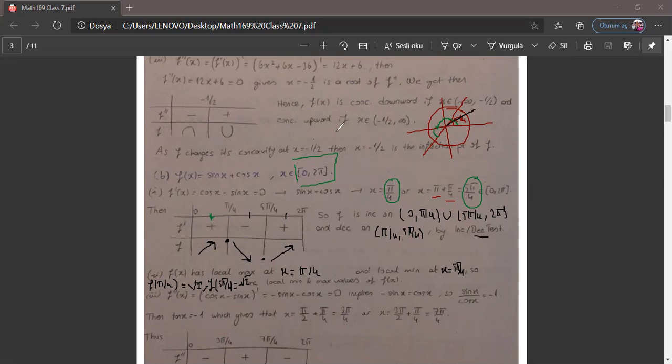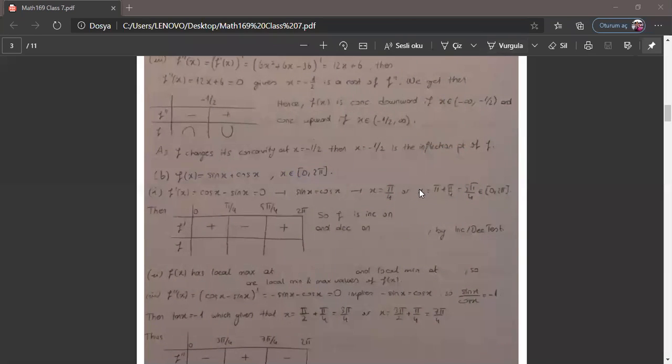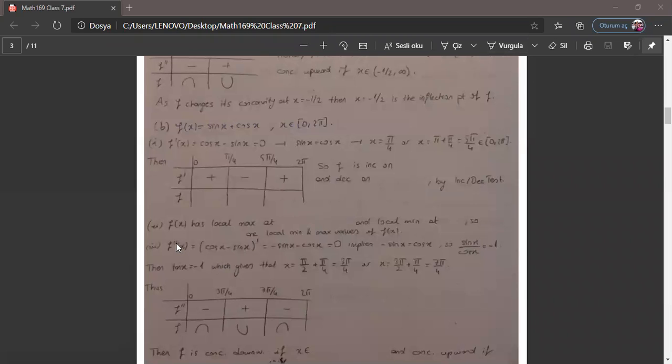Okay, now we need to determine the concavity of the function. To decide that, we need to find the second derivative. So here we have minus sine x minus cosine x equals 0, which gives this equality. So at the end, we have tangent x equals minus 1. Okay, then when do we have this equality? You do the same things actually. So you have this unit circle, so you need to have minus 1.